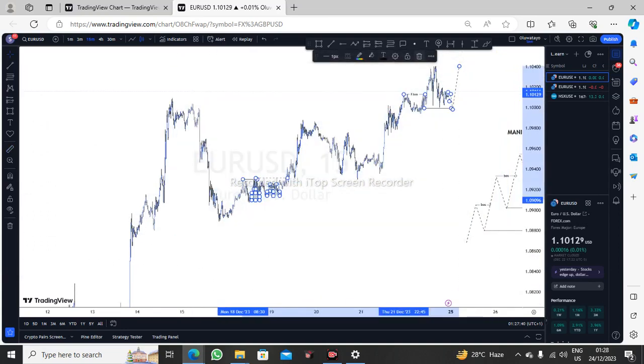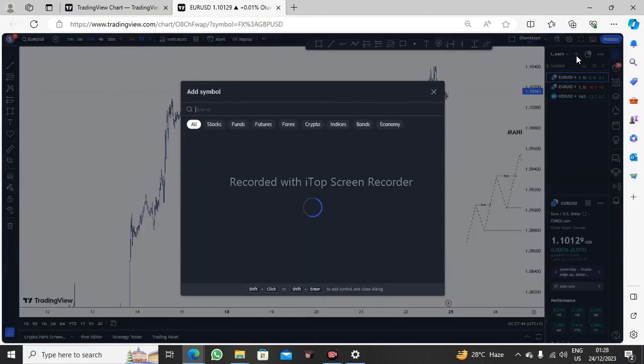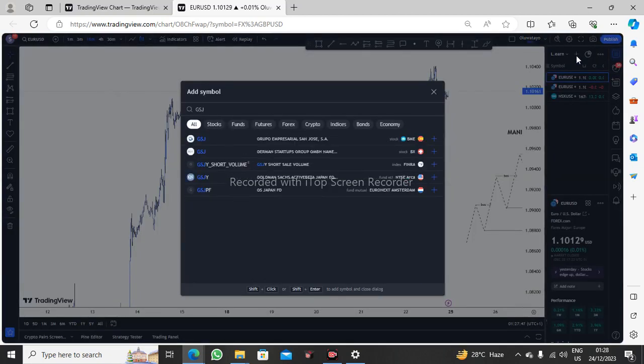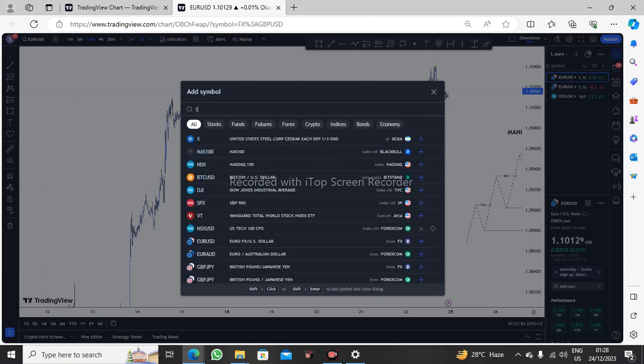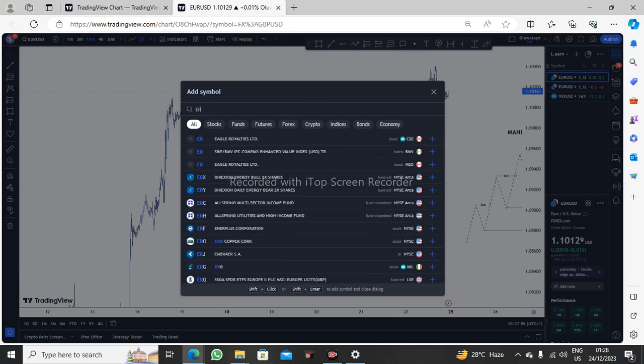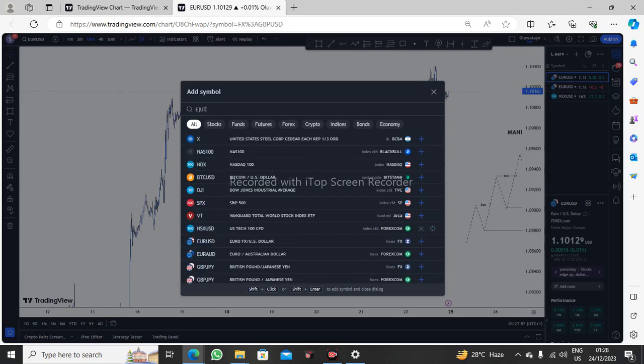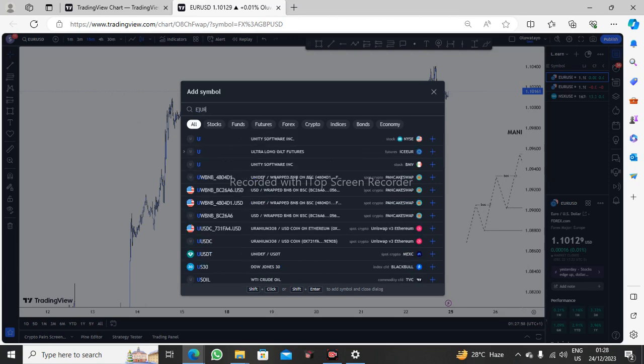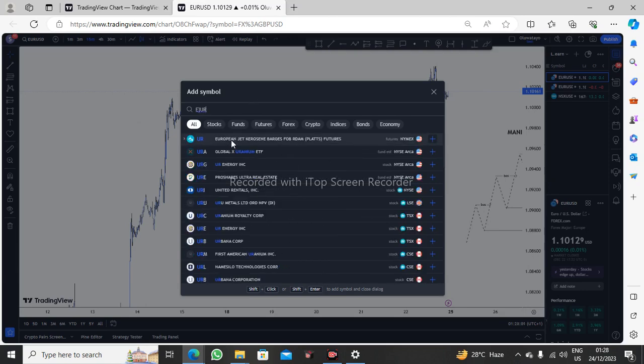Let's just go to a random pair. Let's go somewhere, type anything. Let's just see, it works on any market. Let's just see EUR, anything.